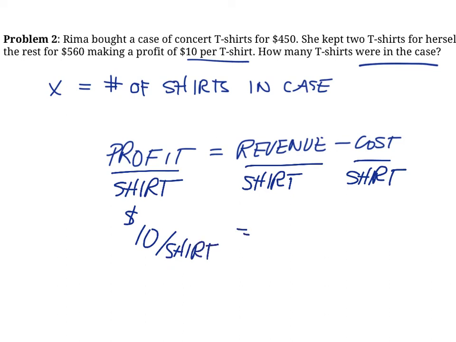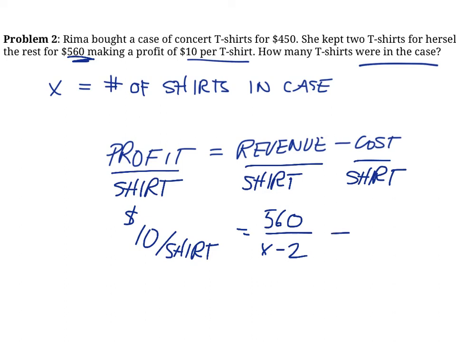So the next thing is the revenue per shirt. Well, we know she makes a total revenue of $560, right? So in order to find the revenue per shirt, we just need to divide the revenue, 560, by how many shirts she sold, right? How many shirts did she sell? Well, X is the number of shirts in the case, but remember, she kept 2 shirts for herself. So wouldn't X minus 2 be the number of shirts she sold? That's true, right? So the revenue per shirt is just going to be 560 divided by however many shirts were in the case minus 2, right?